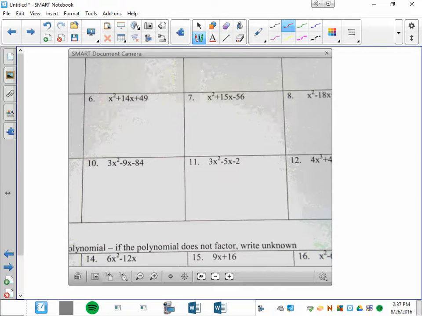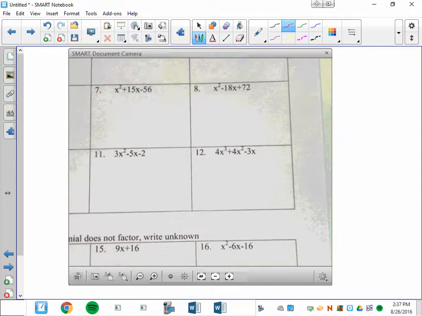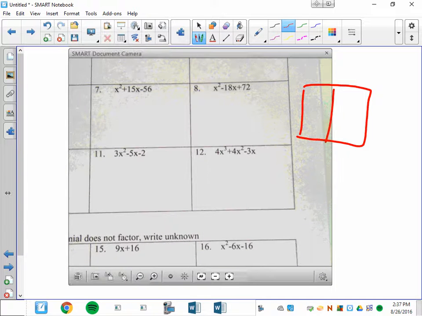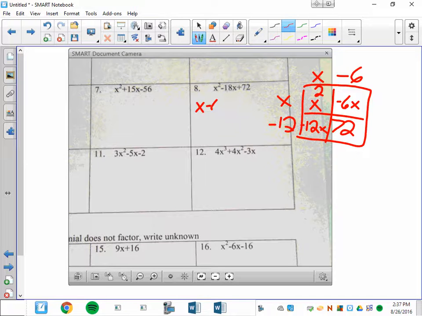Okay, number 8. So I draw the box. X squared and 72. Are there factors of 72 that add to be negative 18? Negative 6x and negative 12x. So x minus 6. So my factors are x minus 6 and x minus 12.